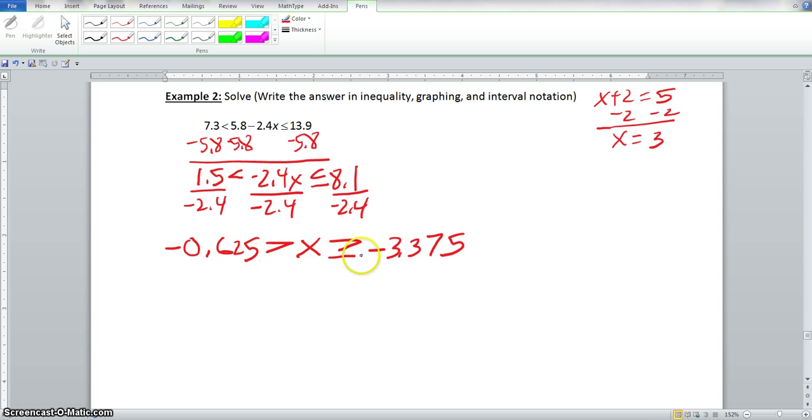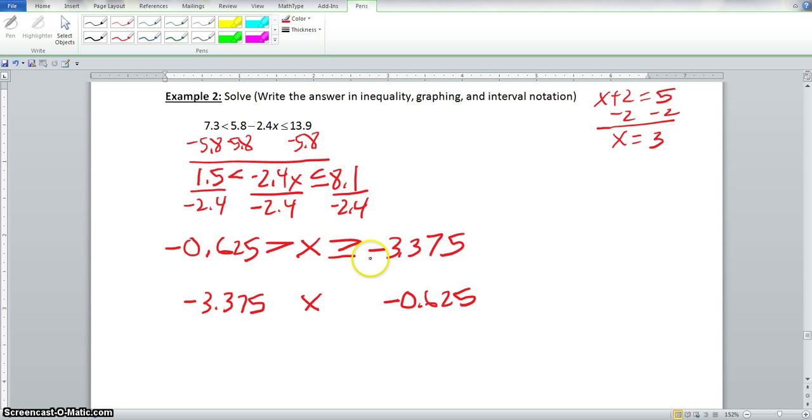Now we need to rewrite this inequality so it's in a proper order. We know that negative 3.375 is less than negative 0.625. So we'll put our x in the middle. Our negative 3.375 will be on the left-hand side, and our negative 0.625 will be on the right-hand side.